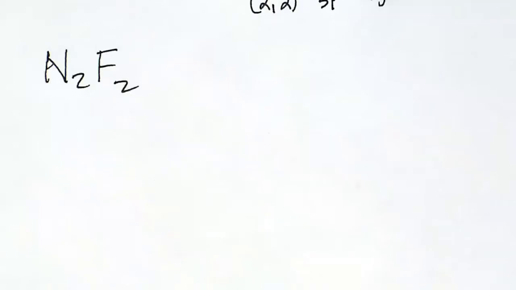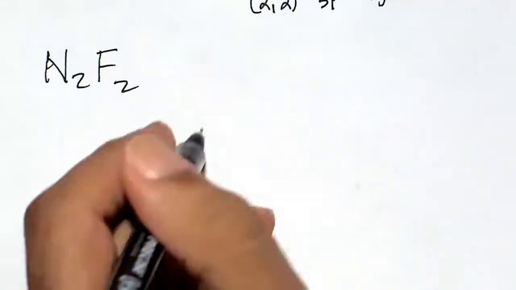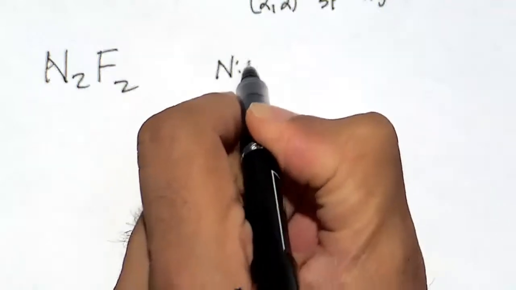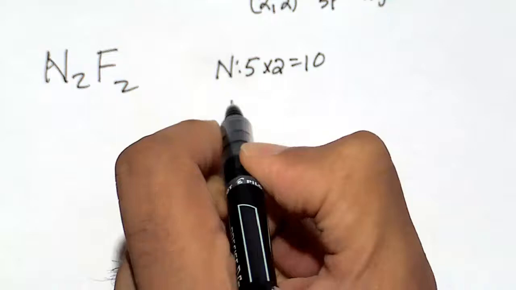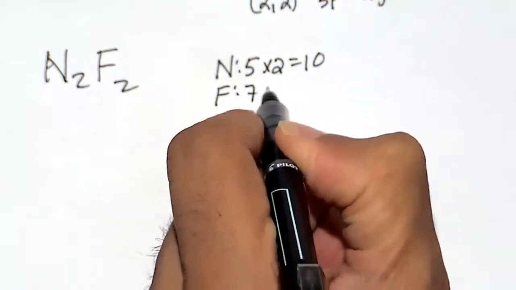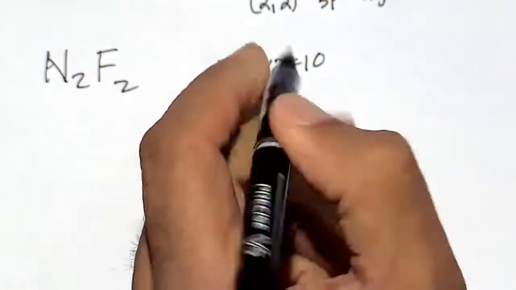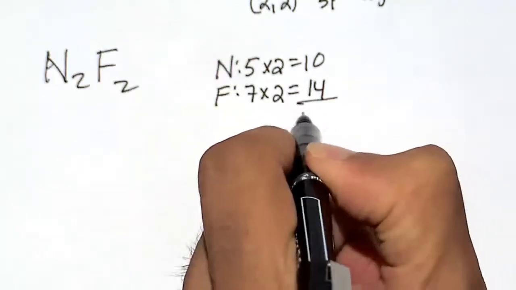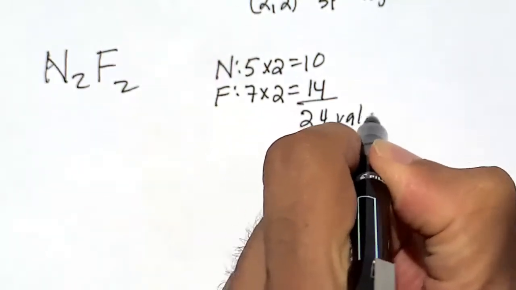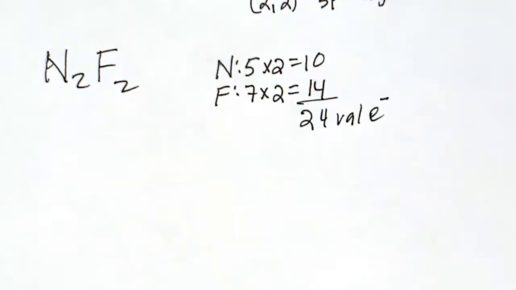The next one on our list is N2F2. So N is happy at 5. We have 2 of them, so a total of 10 valence electrons. Fluorine, as all the halogens are, group 7A, is happy at 7. We've got 2 of those, so 7 times 2 is 14. Our goal is to get 24 outer valence electrons around the N2F2 molecule.